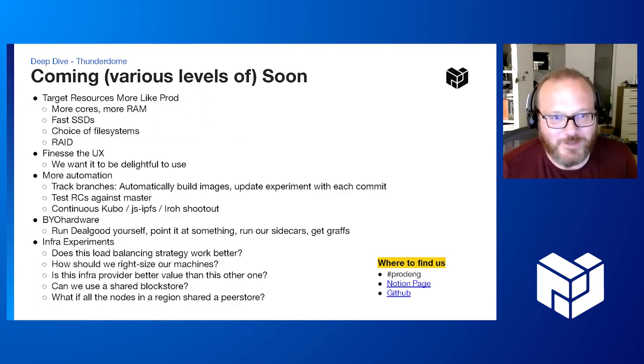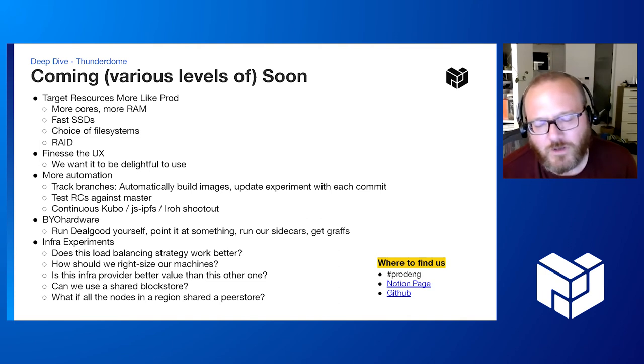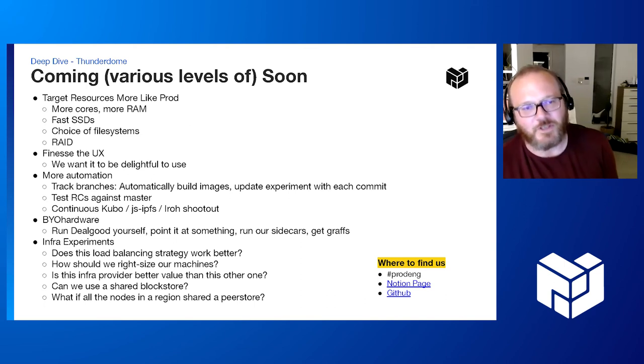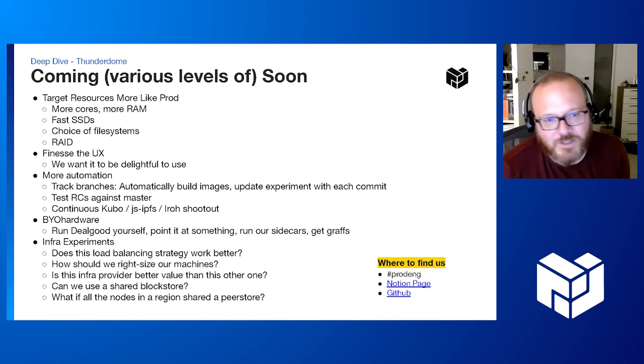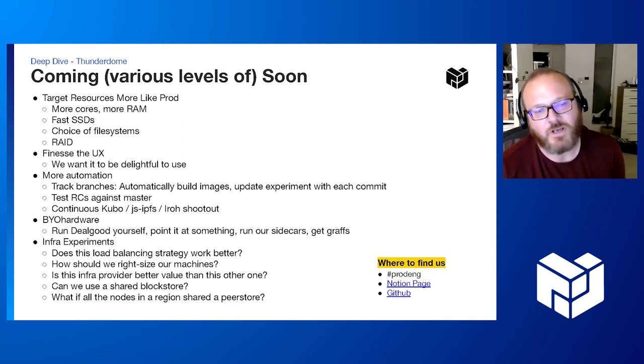So various levels of soon, coming soon, more production-like. So at the moment, we're saying the Docker image plus environment variables constitutes a different target. But of course, other things affect how well the infrastructure runs. What kind of disks are you giving them? What file system you're choosing? Are you raiding it? We want to finesse the UX so it's an absolute delight. We want to automatically, if you've got a performance enhancing branch, just track it. Just keep deploying the branch, test for regressions, etc. RCs automatically should be tested.